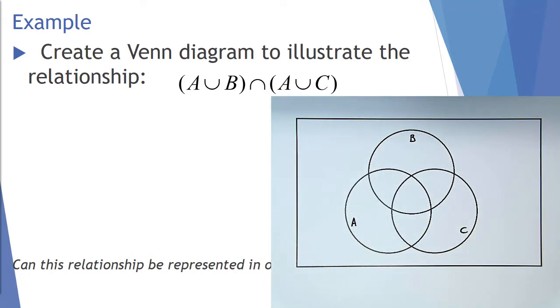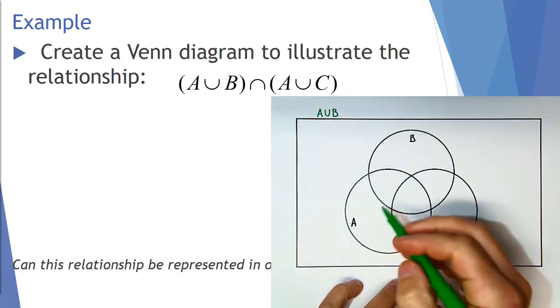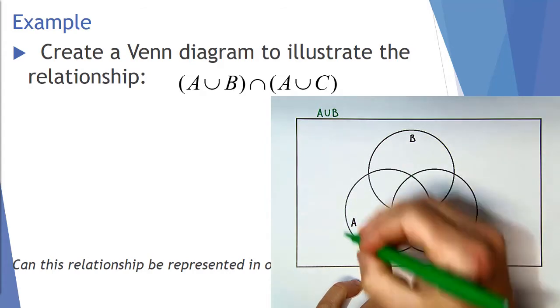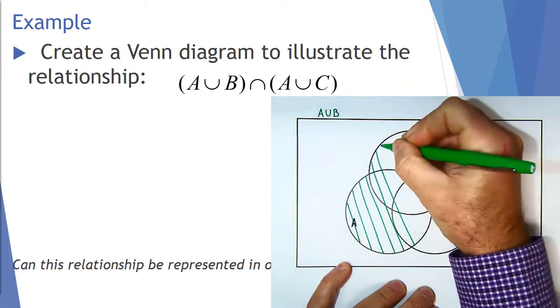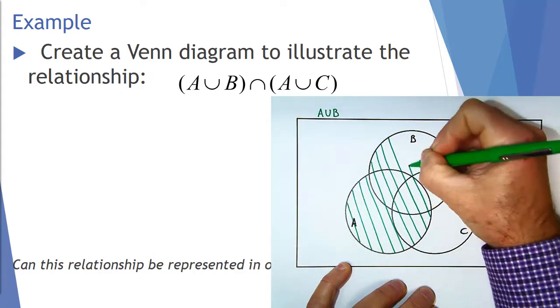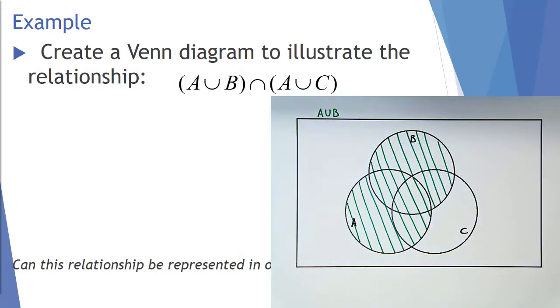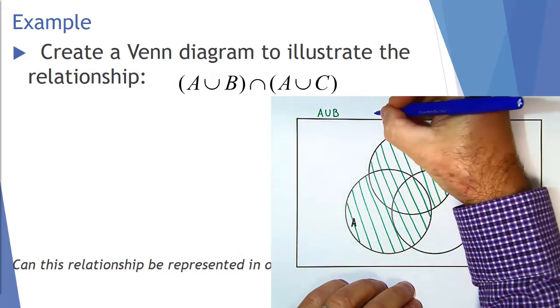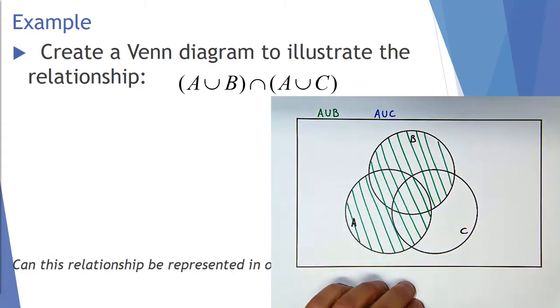Now let's start by shading the region represented by A union B. And I'm going to shade that in green. A union B are all the elements of A and B combined. And there's A union B. Now we also need to shade A union C, and so I'll represent that in blue.